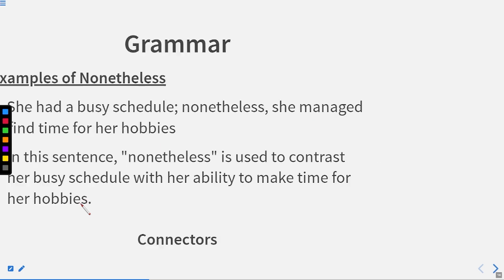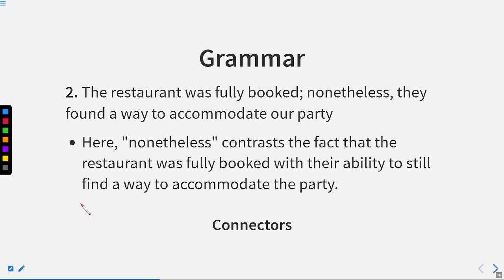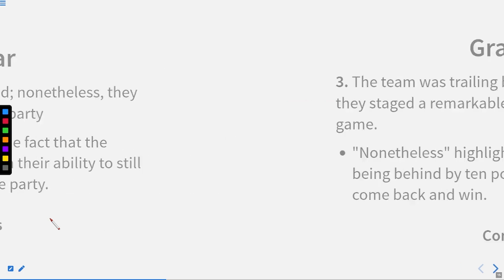Now, let us move to the next one. The restaurant was fully booked. Now, it means there was no room. Nonetheless, they found a way to accommodate our party. So, nonetheless means in spite of this situation as well. Here, nonetheless contrasts the fact that the restaurant was fully booked with their ability to still find a way to accommodate the party.